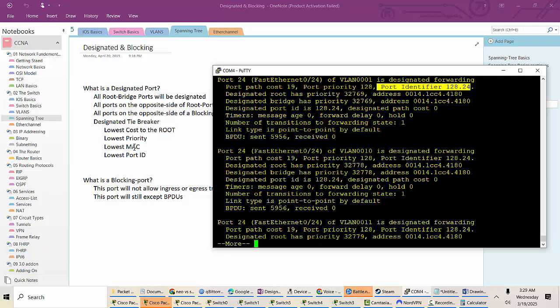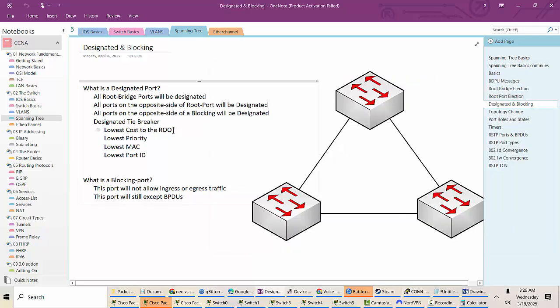Then these are tiebreakers, by the way. If I have the lowest priority, I become designated. Lower MAC, I become designated, assuming that the priorities are the same. Does that make sense? Because these are tiebreakers, meaning that if the cost is the same, then I'm going to go to the lowest priority. Now, if the priority is the same, well, what's the tiebreaker there? The lowest MAC. Okay? And when it comes down to it, it's going to be the lowest port ID.